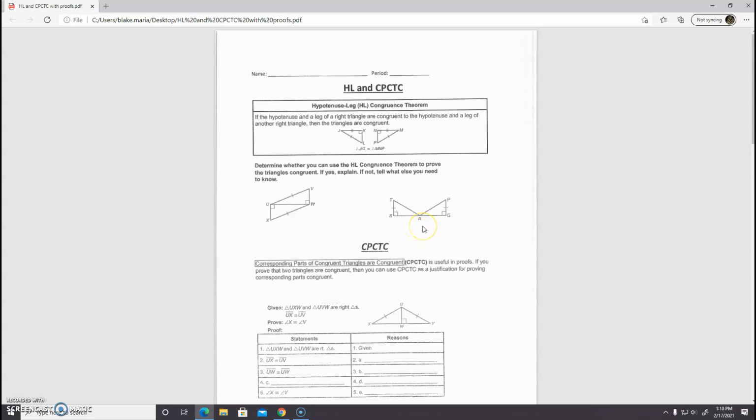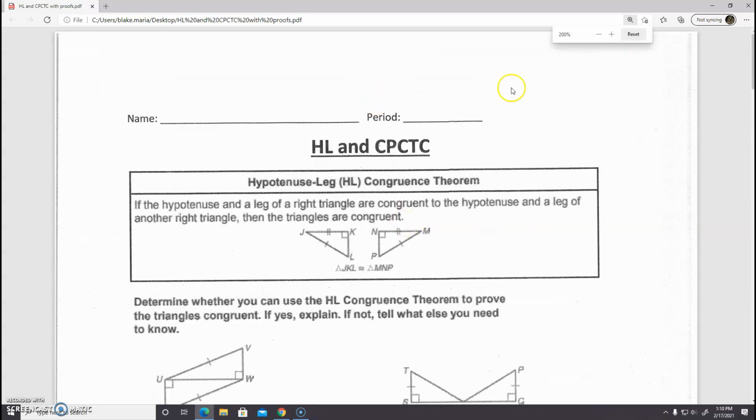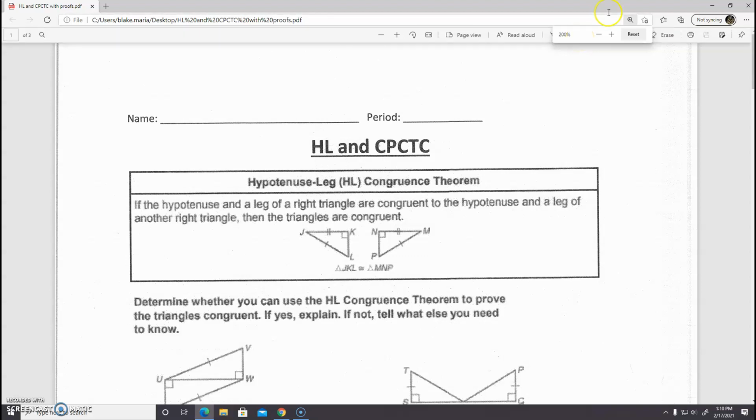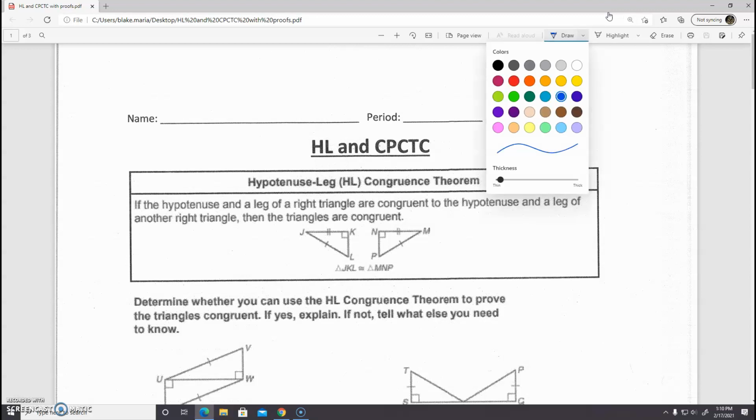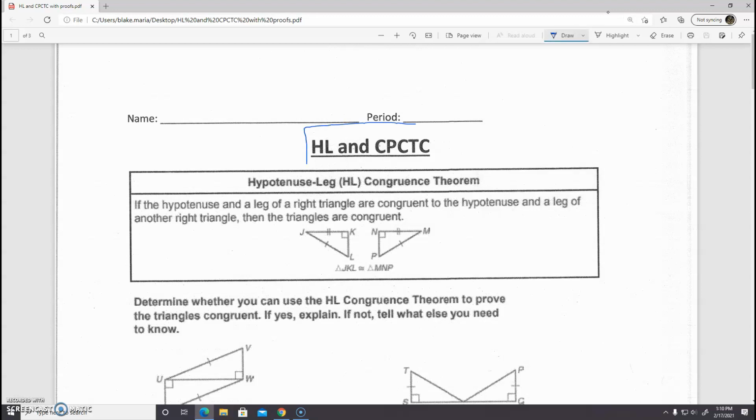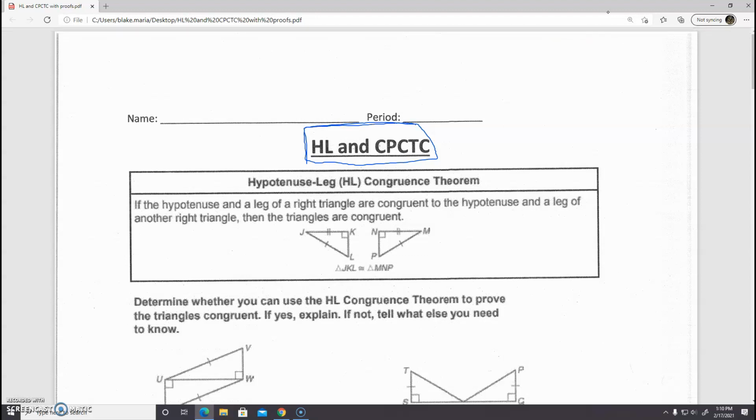All right, so today we're going to talk about two things. We're going to talk about hypotenuse leg, and this is not going to let me write, and CPCTC, which is really fun to say. So hypotenuse leg only deals with right triangles.